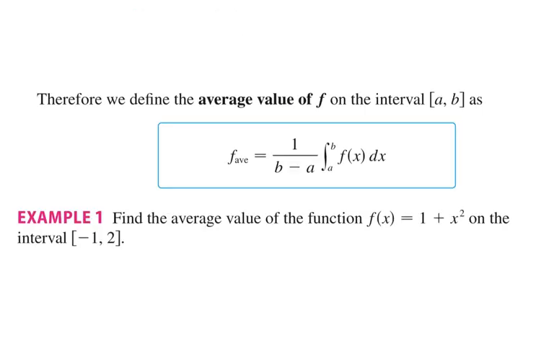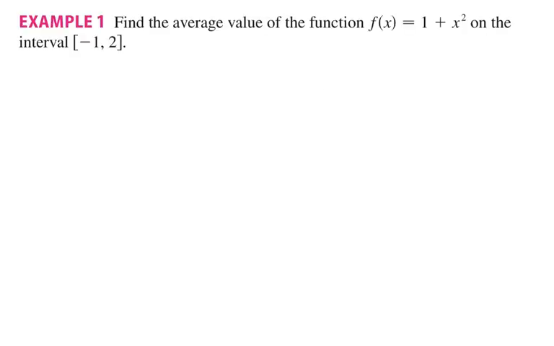So example 1 says find the average value of the function f of x equals 1 plus x squared on the interval from -1 to 2. You're going to have to write that formula down and make a note of it. We're going to use it many, many times. So make a note of it, pause the video. So now we're going to actually find the average value. So we're going to use f sub average equals 1 over b minus a. Write it every time, the integral from a to b, f of x dx.